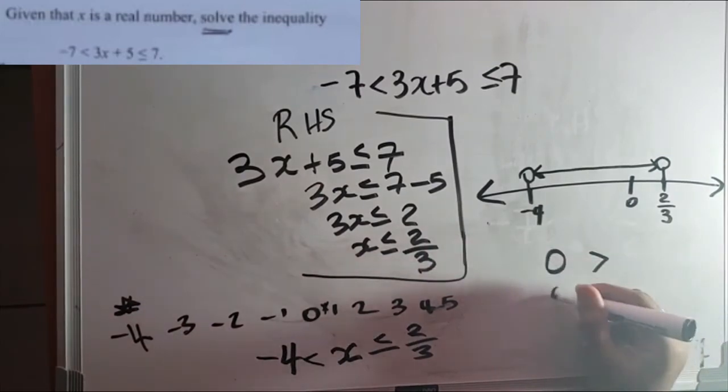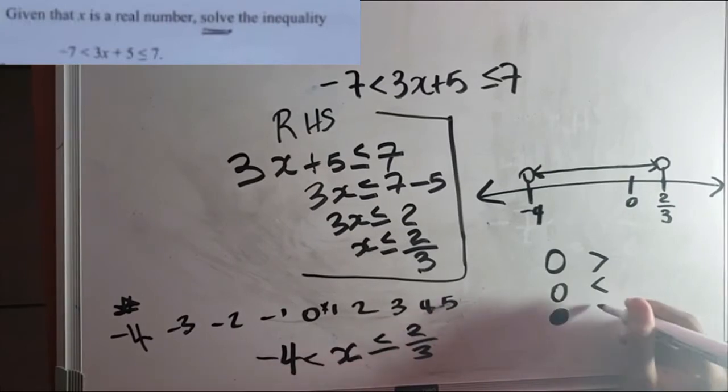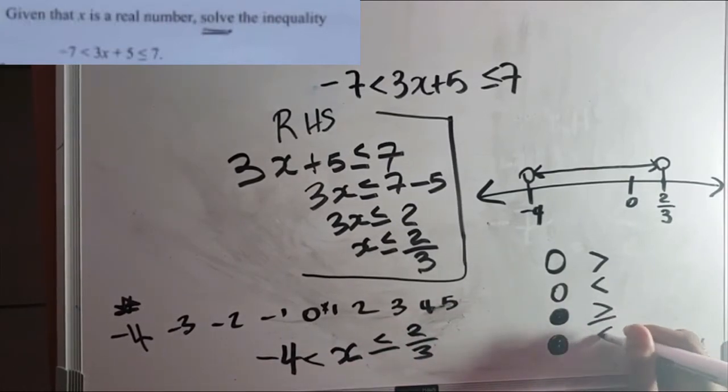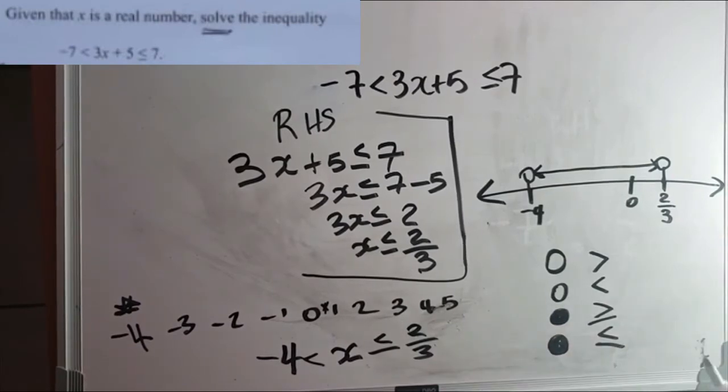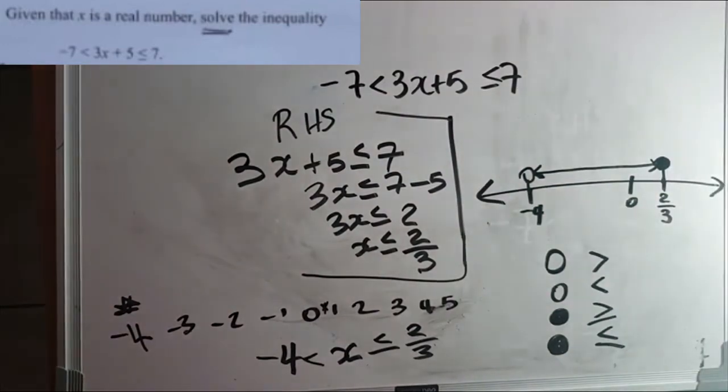Alright, so we'd have an empty circle if it is greater than, an empty circle if it is less than, a filled in circle if it is greater than or equal to, and a filled in circle if it is less than or equal to. So for once it's equal to, you're basically going to just fill in the circle. So this is the completed number line.